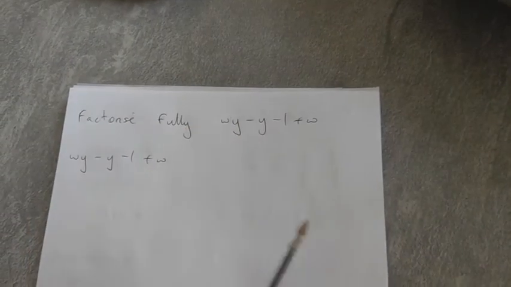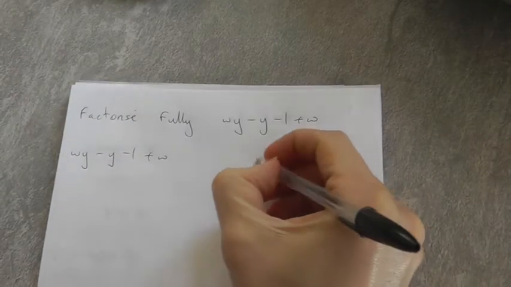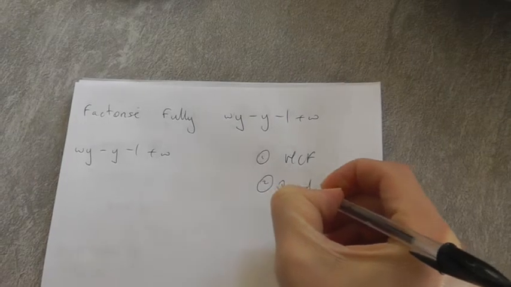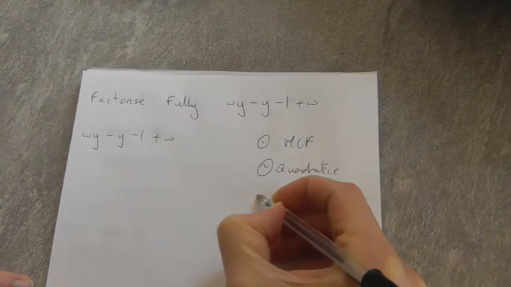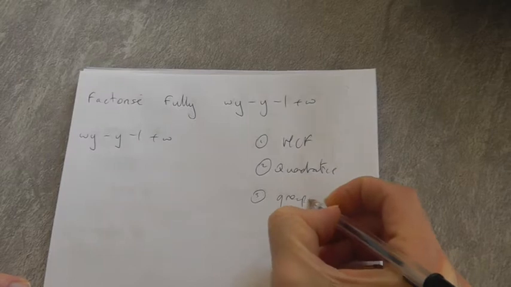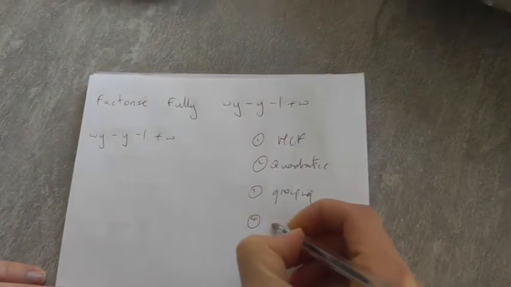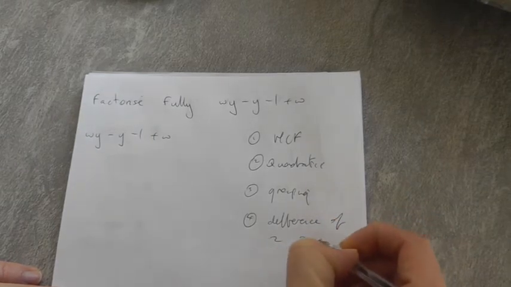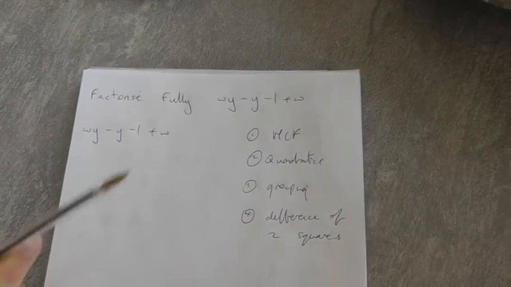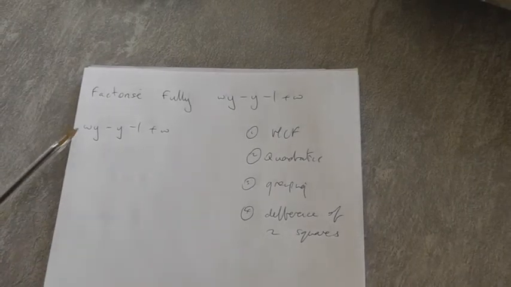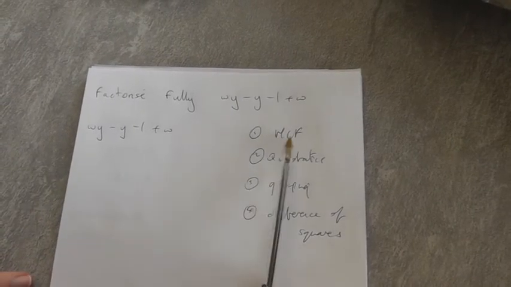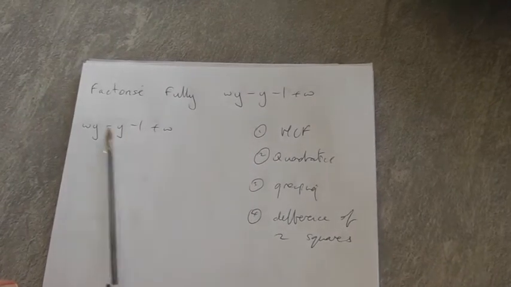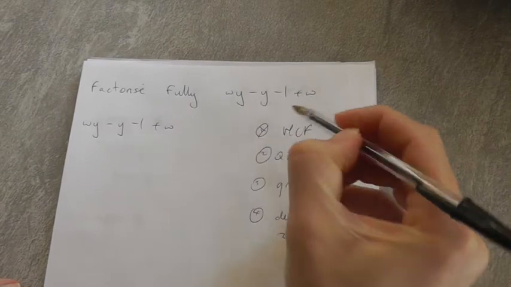Now there are 4 factorization techniques on the Junior Cert course, so I'm going to write them down. We've got a highest common factor, a quadratic, a grouping, and a difference of 2 squares. So let's go through each of these and pick which one is appropriate for this particular expression. So a highest common factor. Can I think of a factor that divides into all 4 terms? Unfortunately I can't, so I'll discount that one for now.